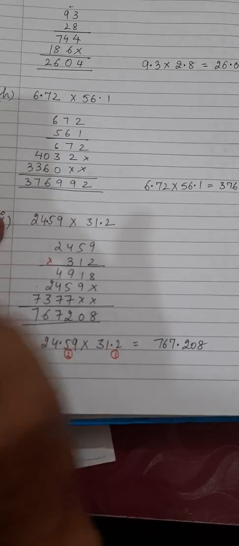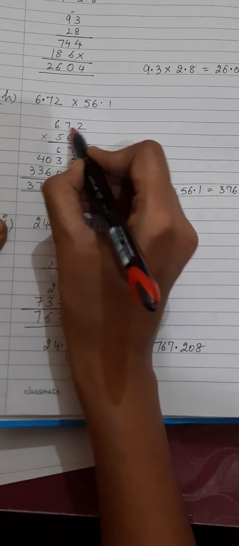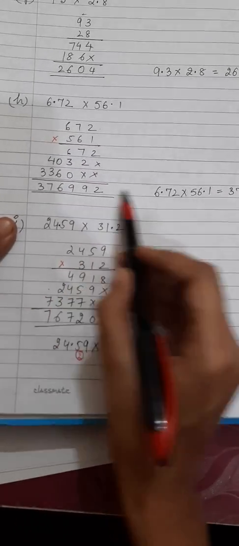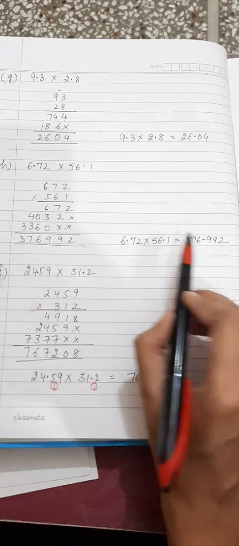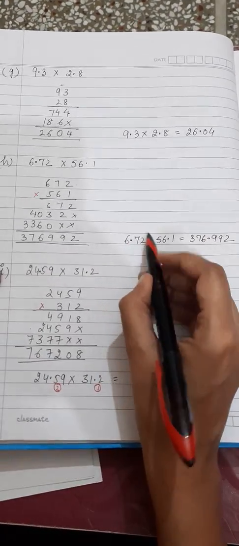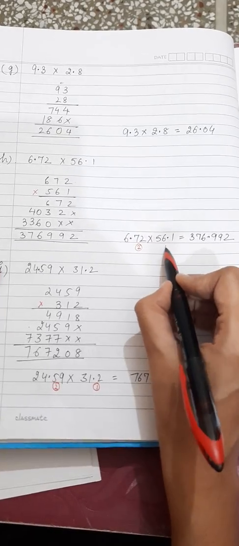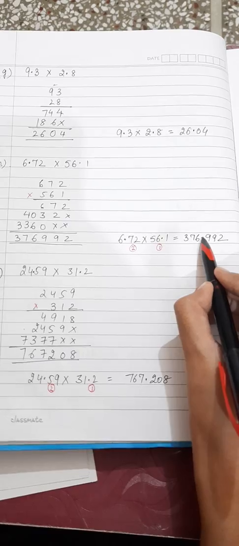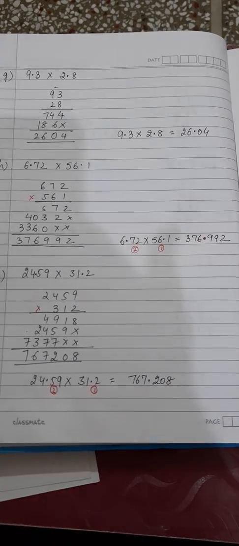Similarly here also you are going to firstly multiply 672 with 561. You will multiply and you will get this answer. You will write this answer as it is. Now since you have to solve the decimal, how will you do it? After the decimal 2 digits. After the decimal 1 digit. What is 2 plus 1? 3. So 1, 2, 3 and then the decimal.